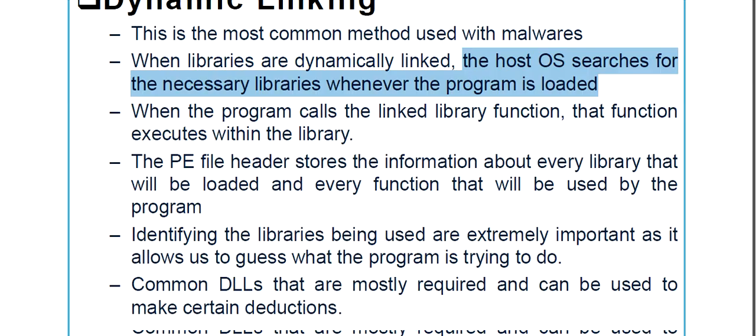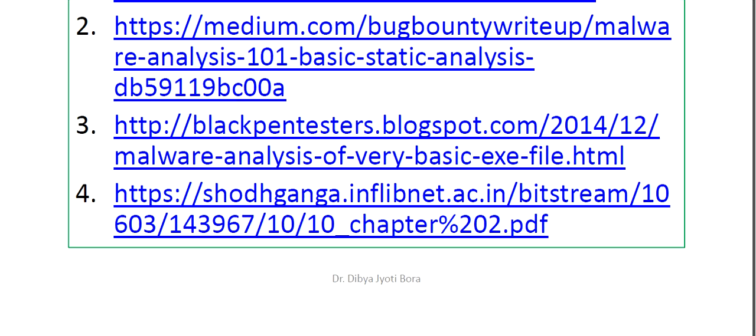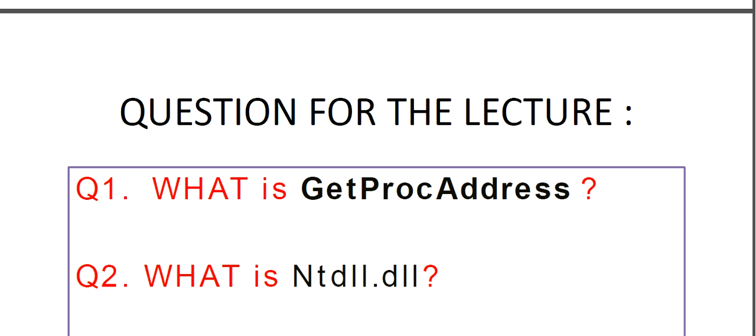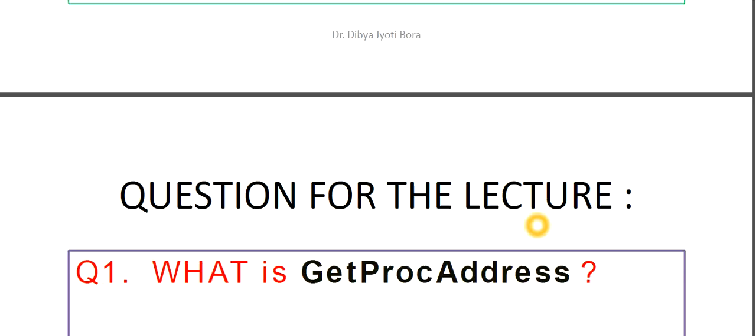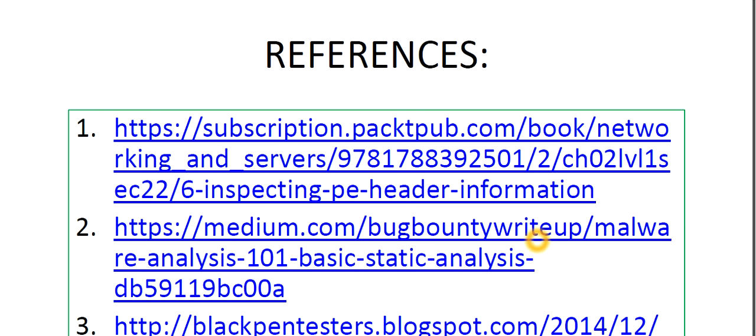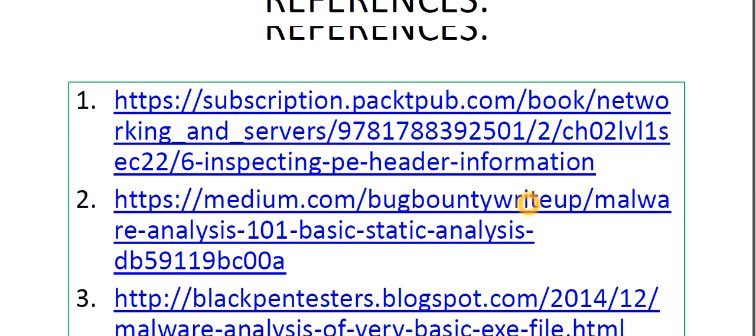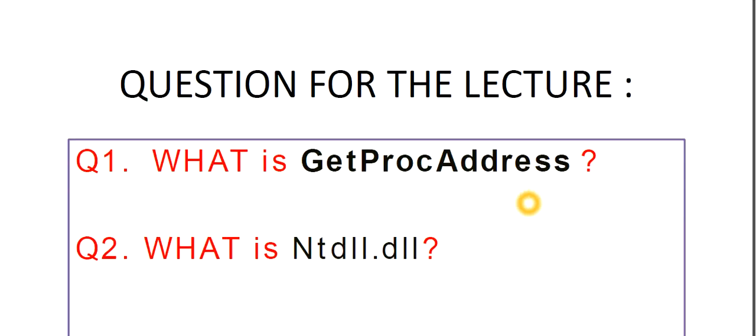Coming to today's questions: what is GetProcAddress? And the next question is what is ntdll.dll? Comment your answer. These are the references I want to give credit to for these lectures. I have collected most of the information from these references. So answer the questions.